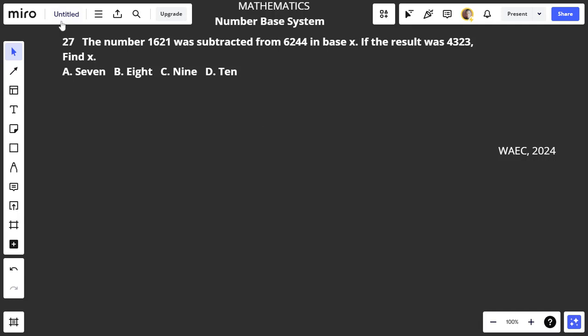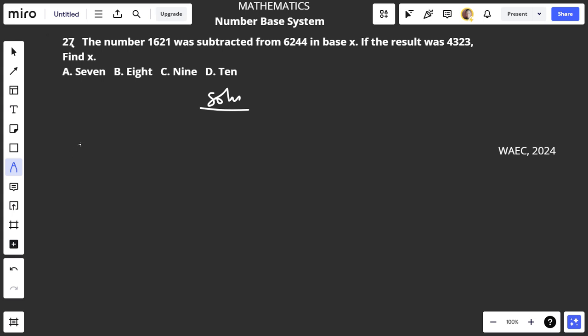Let's take this question number 24. It says, the number 1621 was subtracted from 6244 in base x. If the result was 4323, find x. So this is from the topic number base.